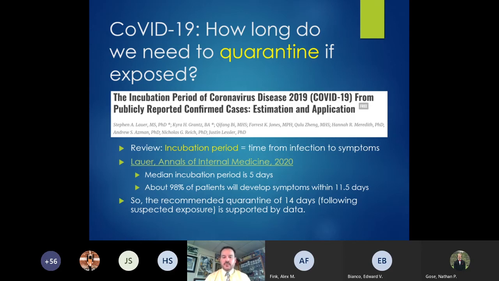If you have been quarantined for 14 days, it's important to recognize that, yes, you were not infected by the person way back, assuming that you're not asymptomatic, but that doesn't mean that now you're immune and you can head out. So it's important to recognize that that 14 days is justified with data. The median incubation period is 5 days.